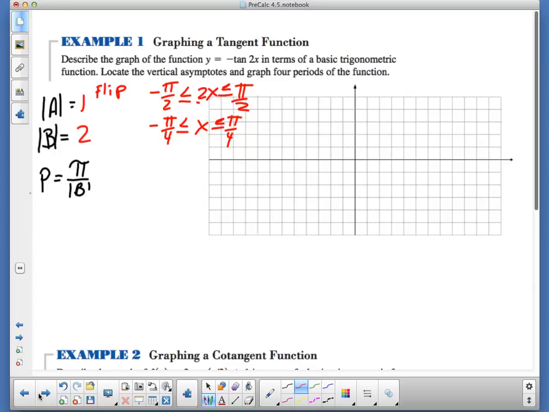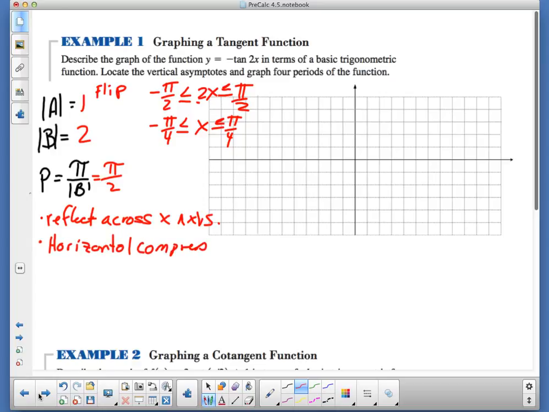My period has been shrunk, so I have a shrink of my period by a factor of 1/2 for my b. So I'm looking at this pi becoming pi over 2. So I am going to flip across the x-axis, or reflect. Let's talk about that way. Reflect across the x-axis. Okay, I'm going to have a horizontal compression by a factor of 1/2, okay?